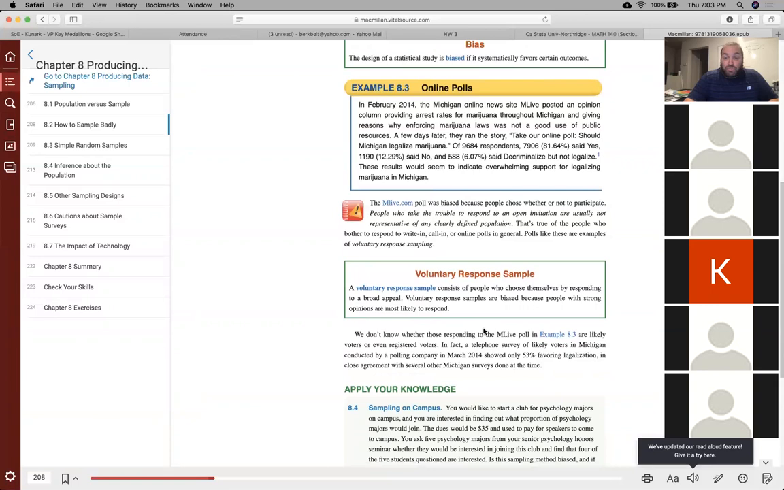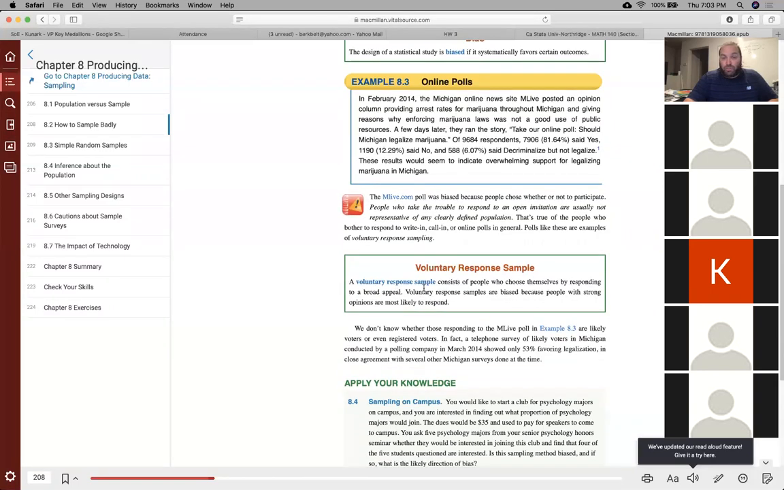The other type of bad sample is called a voluntary response sample. A voluntary response sample is people who choose to respond on their own. What's an example of a voluntary response sample? You're on the internet, you're browsing, you go to a webpage devoted to something that you like, and there's a poll. Who's your favorite character in Game of Thrones? Who do you hate most here? Which couple was the best? And all these different questions. Now, when I come across those things, I skip them. I don't have time for that.